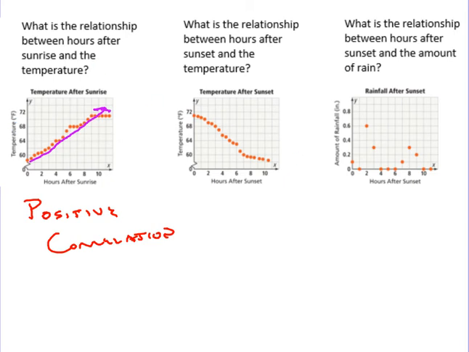So if this is a positive correlation or positive association, then this would be a negative association. If I drew a line that tried to go through the data, it shows the direction is going downwards, because the further we go after sunset, the further down the temperature goes. So the temperature is decreasing, which gives it a negative correlation.